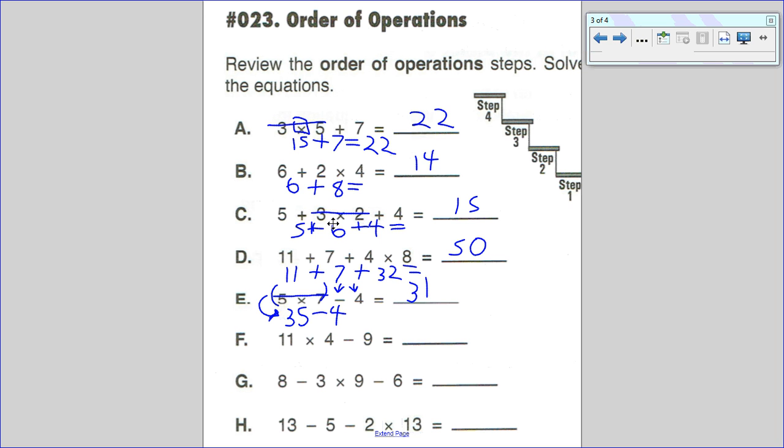So on to F. 11 times 4, 44. Minus 9. So 44 minus 9, 35. Try it in your head, double check it in your calculator. That's the way you learn how to actually do things in your head. Make a guess, try to figure out some kind of way, some way to think about it, to do it in your head, and then check it at the calculator. Okay? That way you know you're getting them right. So this one is 35. Okay, on to the next one.